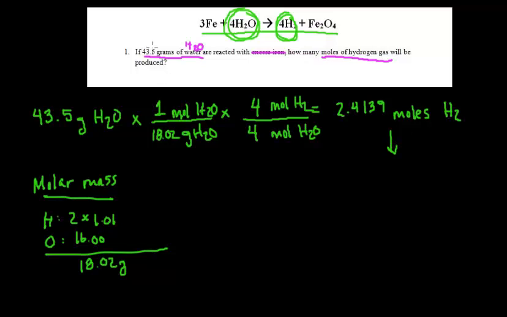There are 1, 2, 3 significant figures in the question. So this is going to be 2.4, so 2.41. Those are my 3 numbers. So I'm going to drop this 3. Before I drop 3, I consider, is it 5 or larger? And it's not, so I'm just going to drop it. 2.41 moles of H2 is my answer.